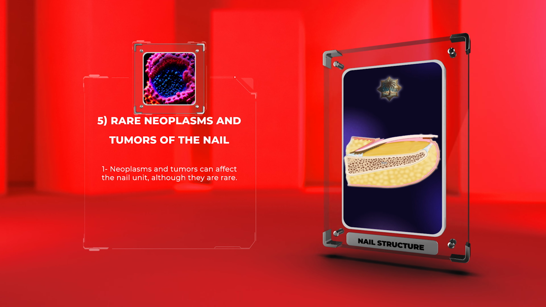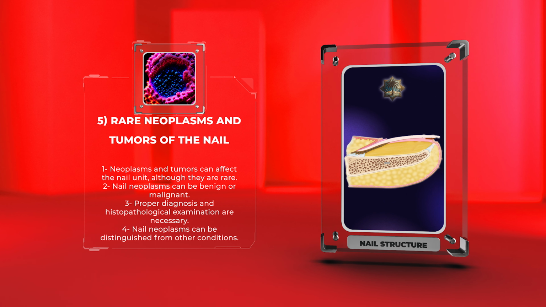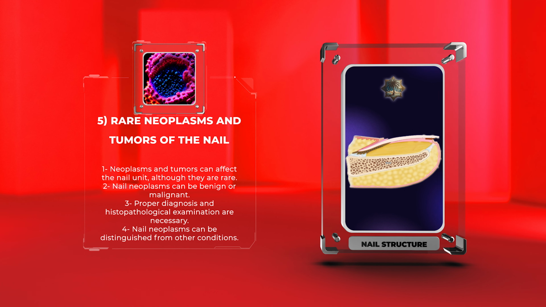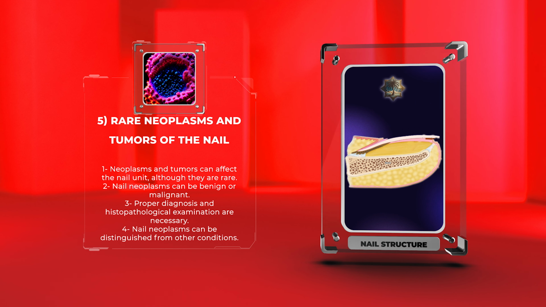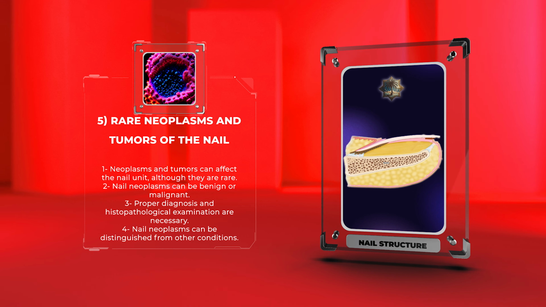While rare, neoplasms and tumors can affect the nail unit. These can include benign tumors like onychopapilloma or malignant tumors such as subungual melanoma. Histopathological examination and proper diagnosis are essential in distinguishing these nail neoplasms from other conditions and guiding appropriate treatment strategies.